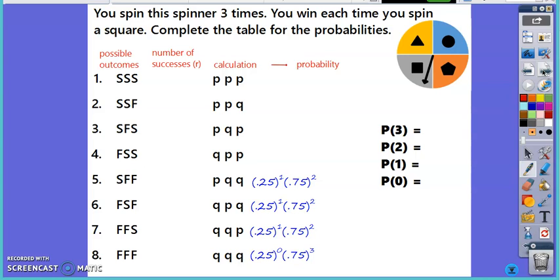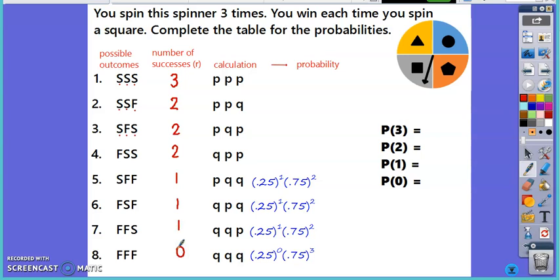And there are actually 8 different things that could happen. On these 3 spins, we could spin square, square, square; square, square, not a square; square, not a square, square; and so on. So that just shows all of the different outcomes, sort of like the tree diagram. Let's just count how many times you win on each of these. So fill this in. On the first one, if you got a square, square, square, you won 3 times. On these you win 2, 2, 2, 1, 1, 1, and none.